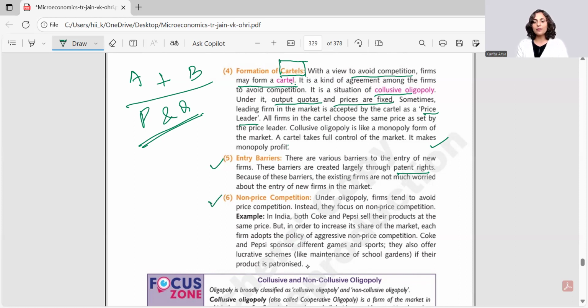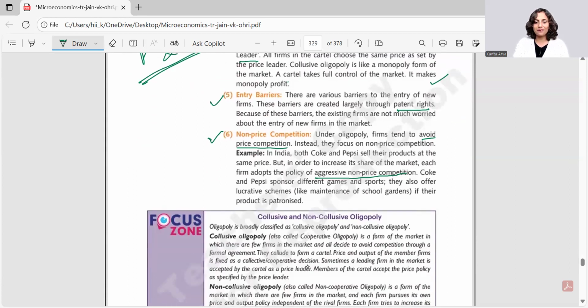And there is non-price competition. So to avoid the price competition, as I said, there is a price rigidity. So instead of fighting on price aspect, they try to fight on non-price aspects, on other things, like they bring the brand leaders there, they advertise their products aggressively, right? So there is aggressive non-price competition here in this market form, right?